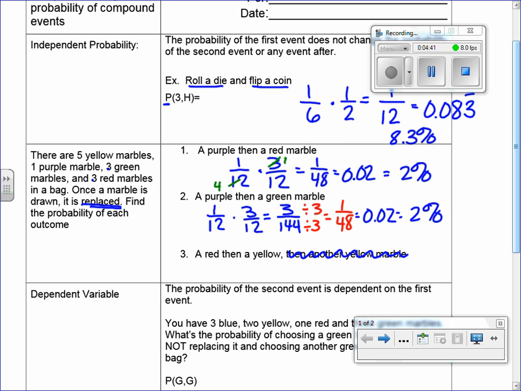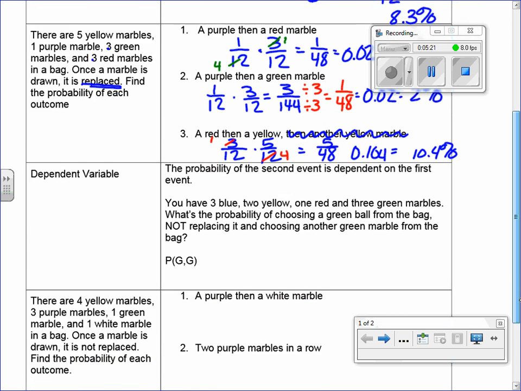A red, then a yellow, and I believe on your paper I took away the other yellow. So the probability of a red marble is 3 out of 12. The probability of a yellow marble is 5 out of 12. I'm going to do that cross-reducing again. I get 1 and 4, and it's going to be 5/48. 5 divided by 48 is going to be 0.104, which is 10.4%. Okay, so that's independent probability of compound events.